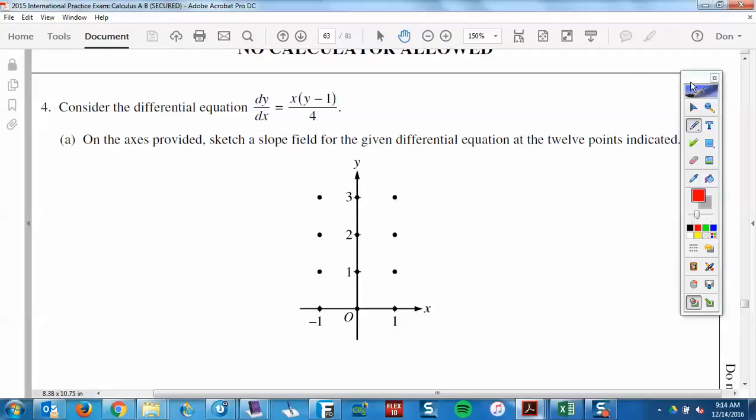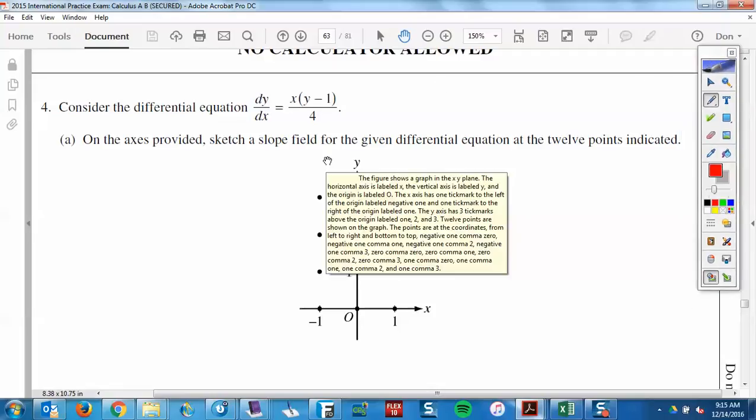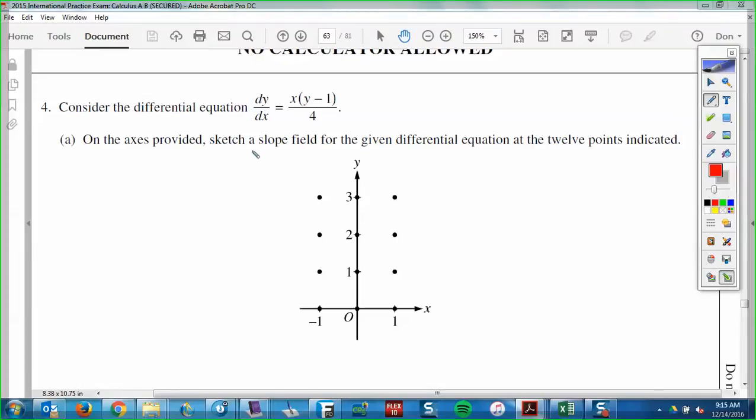And so this was an actual test. This was on the free response section. This was problem number 4. There's only 6 free response questions. It's half your grade, right? So you can tell differential equations is one of the kind of big topics that's going to be on there. And here they give you this differential equation right here. And they say on the axis, sketch a slope field at the 12 points indicated.